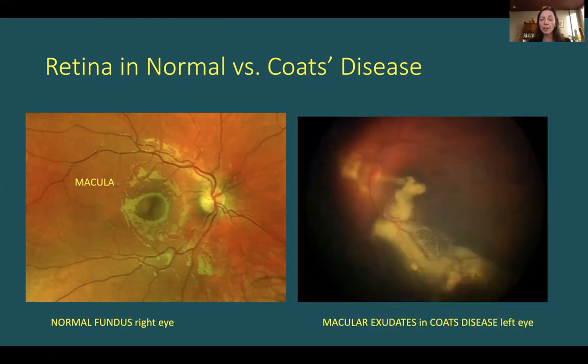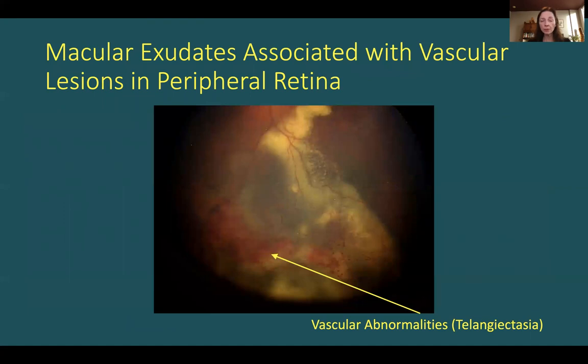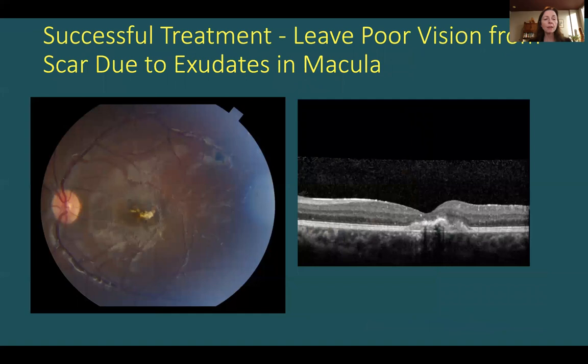Here is a picture of a left eye with Coats disease, and what you'll notice are these yellow spots or exudates. If we look into the peripheral retina, we will see the cause of these exudates, and that's these red yellowish lesions from abnormal vascular structures or telangiectasia. And these vascular lesions leak fluid into the retina and cause a retinal detachment, as well as these yellow exudates, which represent lipids or fats and proteins from the systemic circulation. Even when we can successfully treat Coats disease, if there are exudates in the macula, they're often left with a scar, shown here, and in cross-section as a disruption in the normal layers of the retina.